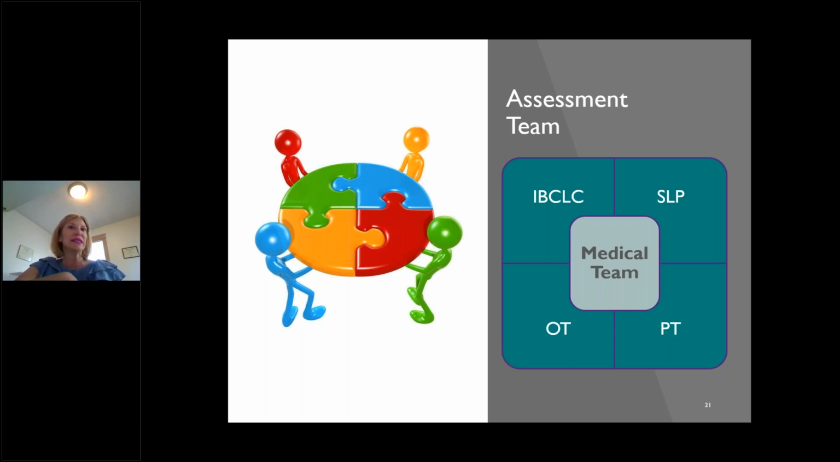Who's on this assessment team? We have our medical professionals at the core: the pediatrician, the dietitian, maybe ENT, maybe the gastroenterologist. And then we're looking at the IBCLC, looking at the dyad, and speech, looking at tone and oral functions, which the OT might be doing as well.